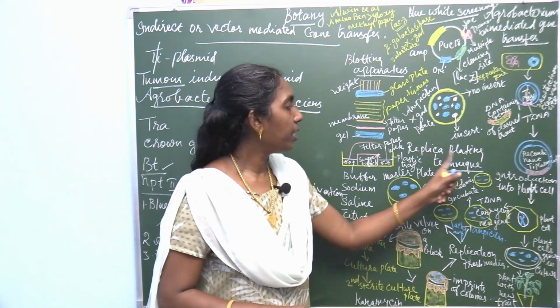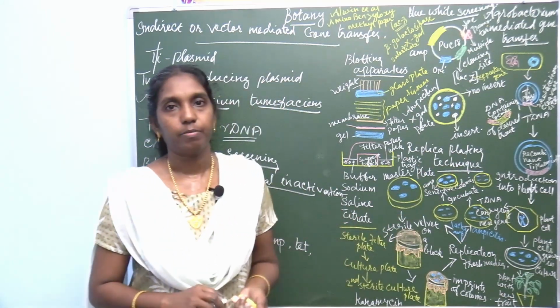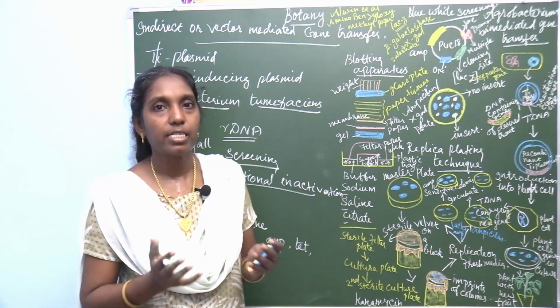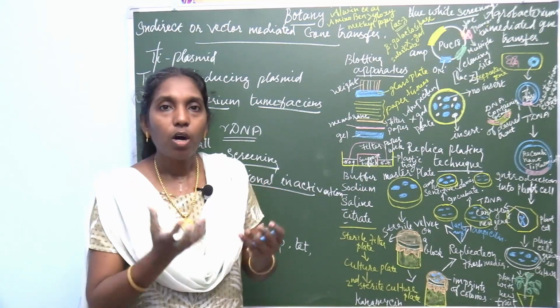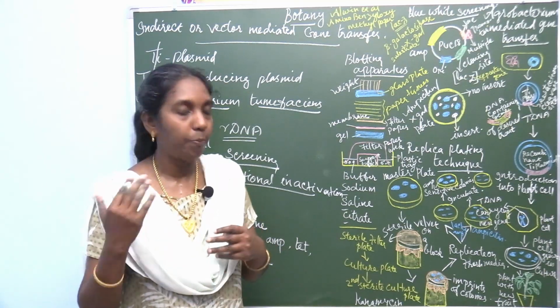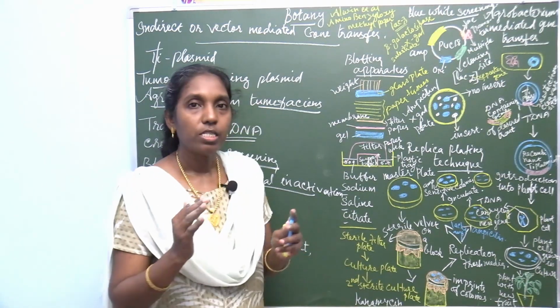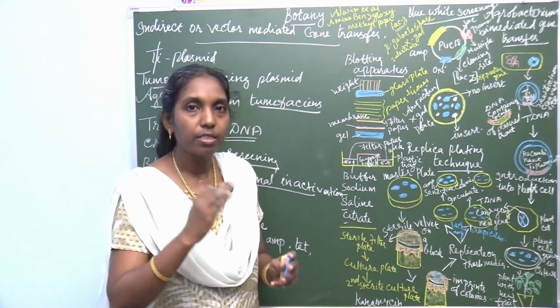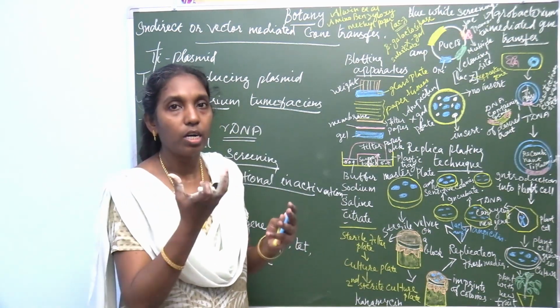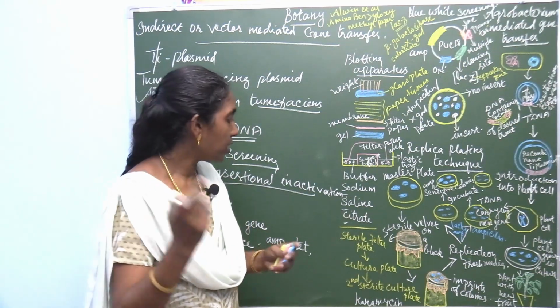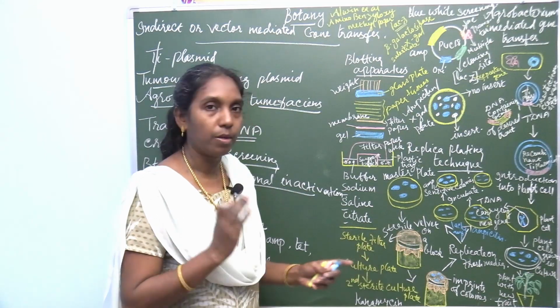Here is the replica plating technique. Here, culture plates are used. The colonies can be transferred to different culture plates. At first there is a sterile filter plate. There are three different culture plates to which colonies can be transferred. The first culture plate is the sterile filter plate.